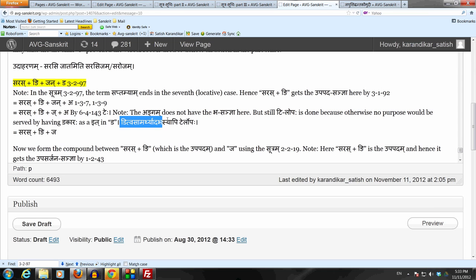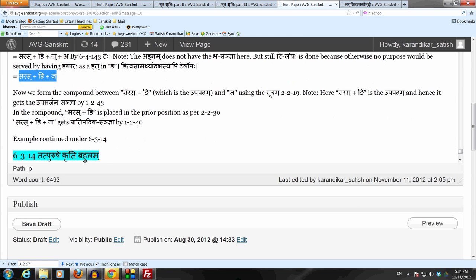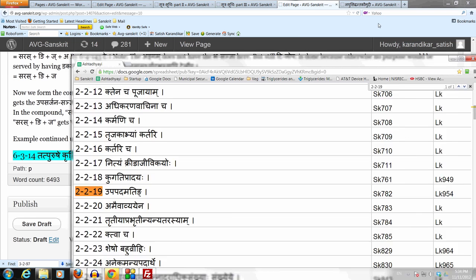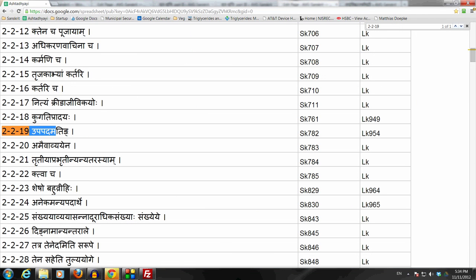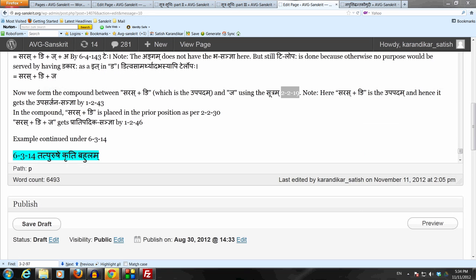So now what do we get? We get saras ni plus ja. And now we go ahead and form the compound between the upapadam, which is saras ni, with the kridantam, which is ja, using the sutram 2-2-19, upapadam ating. And then saras plus ni, which is the upapadam, gets the upasarjana sanya by prathama nirdishtam samasa upasarjanam, 1-2-43, and then upasarjanam purvam by 2-2-30. Saras ni becomes the prior member of the compound.